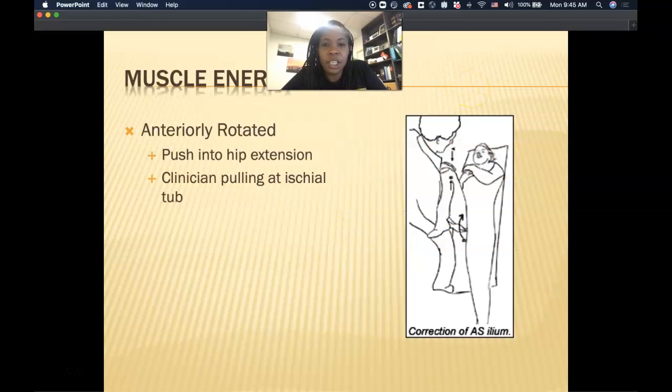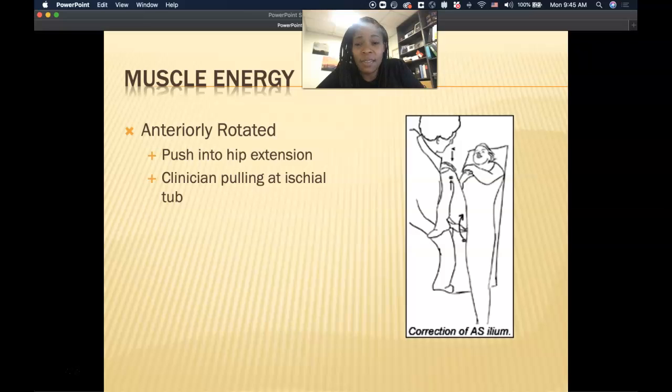There's muscle energy. I've seen this done a lot in the clinical setting. So most often for an anteriorly rotated pelvis, that patient is going to be pushing into extension. So in this position, let me say it this way, the force of the movement is going to be in this direction, right? Patient's going to be pushing against you.